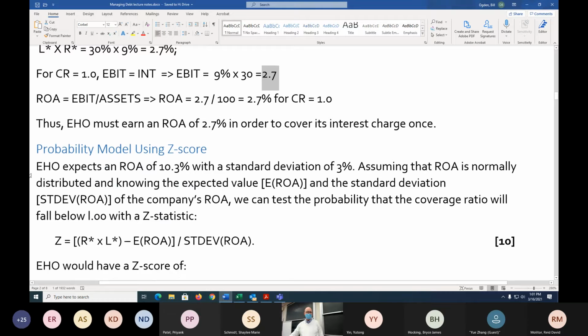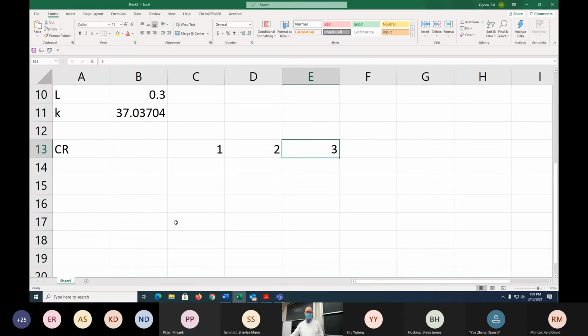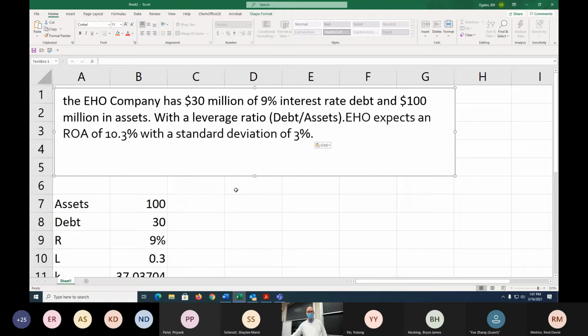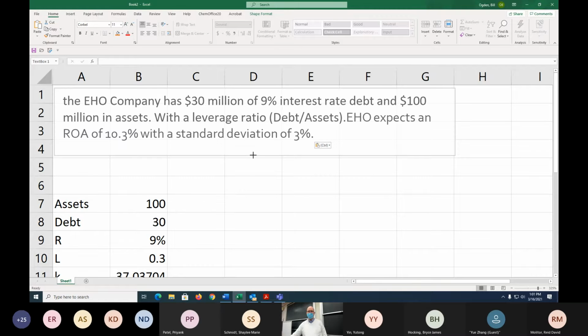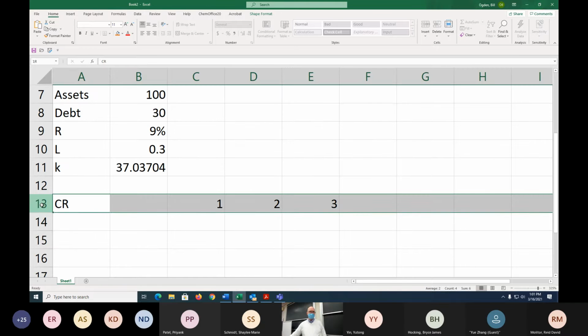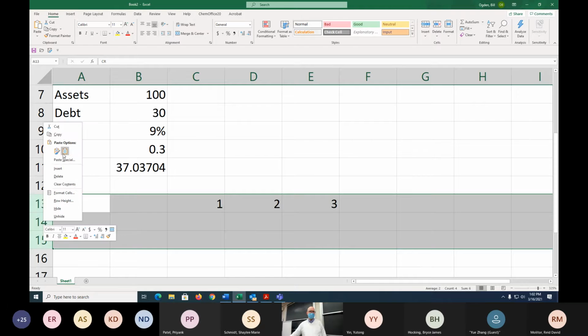Let's get the rest of this. EHO expects a 10.3 and 3%. Okay, let's copy that, and let's drop it into here. Then if you want, you can tighten up this thing, give you a little more room to operate. Let me insert a few rows here, probably a little tighter than I need to be.